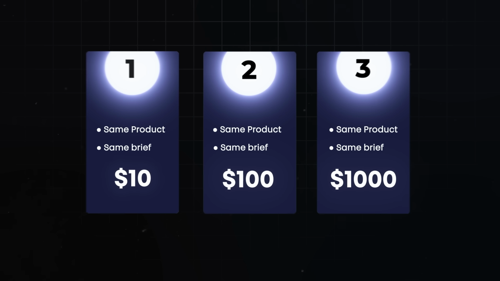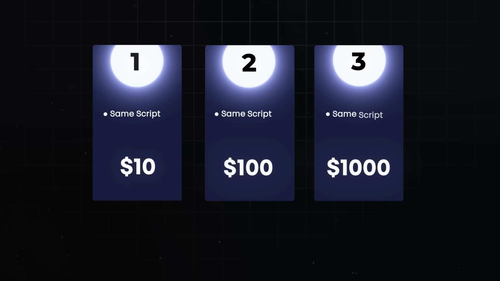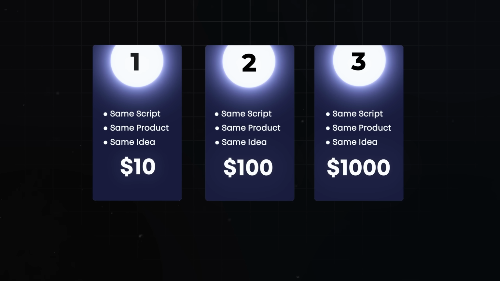Before we jump into the video, I want to quickly show you how this whole experiment is set up. So like I mentioned earlier, I'm going to test 3 different UGC ads, one for $10, one for $100, and one for $1,000. To make this as fair as possible, every single ad is going to be based on the exact same script, product, and idea. That way, the only real difference between them is the price and how they're made.